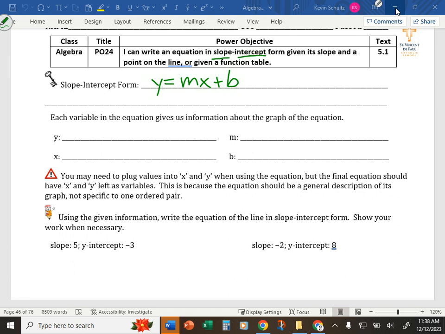The M and the B, we've talked about these. The M represents the slope. The B represents the y-intercept. But we have not talked about the y and x variables yet. What do the y and x variables in slope-intercept form represent? They're variables, they have to represent something. What is it?